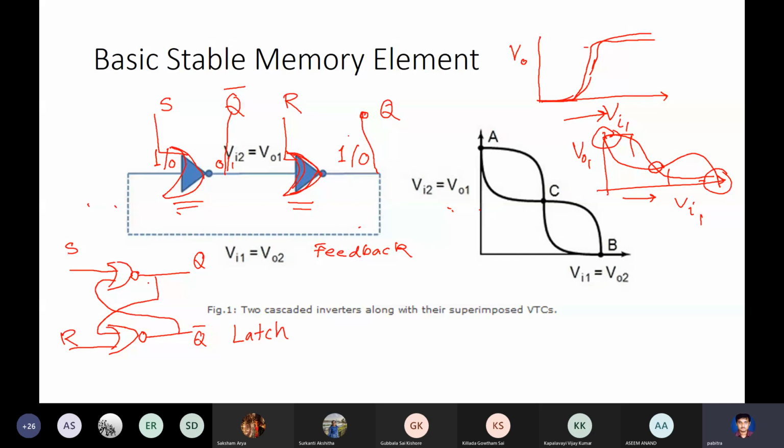So as long as you set your S and R to 0 and 0, Q will hold. Q will memorize what has been written. It will just store the memory. And the moment S becomes 1, Q is overwritten by 1. The moment R is set to 1, Q is overwritten by 0. So, a perfect memory element. So this is called a latch, rather an SR latch.